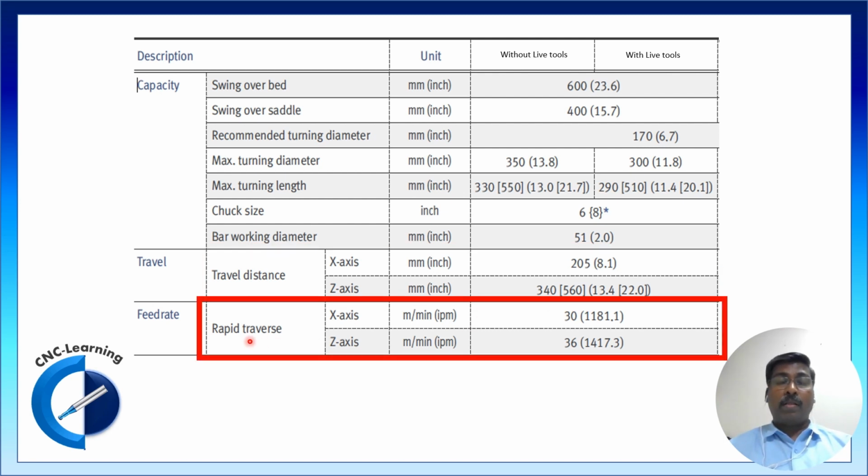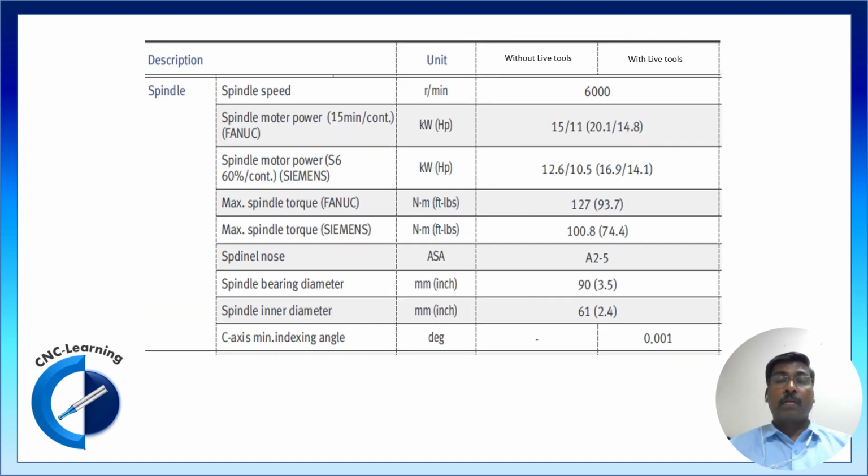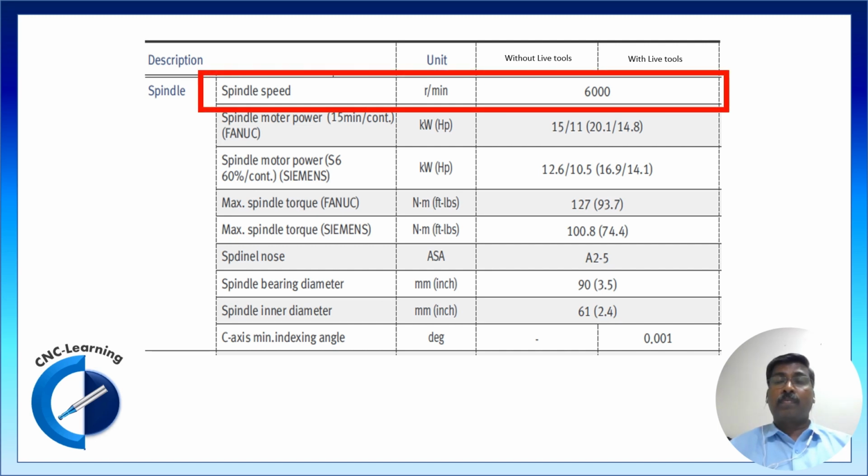Then what are the rapid traverse speed rates? X-axis 30 meter per minute, Z-axis 36 meter per minute. Now let us see the spindle details. Spindle speed 6000 revolutions per minute, RPM.